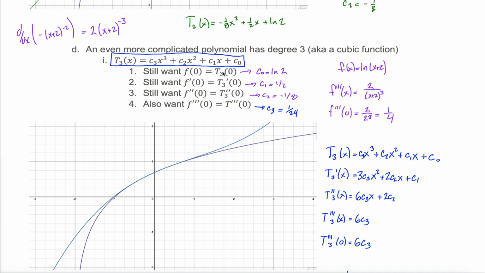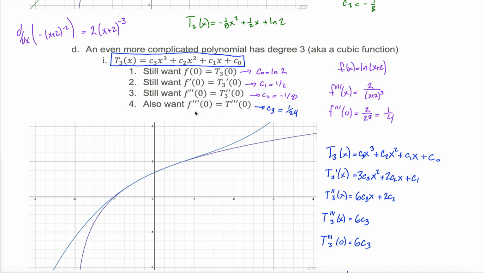And as long as I'm making the function the same as the polynomial at 0 and the first derivative is the same at 0, I might as well make the second derivatives equal at 0. And doing so tells me this coefficient, c2, should be equal to -1/8. And there's no reason to stop there. I might as well set their third derivatives at 0 equal to each other. And that tells me that c3 should be equal to 1/24.